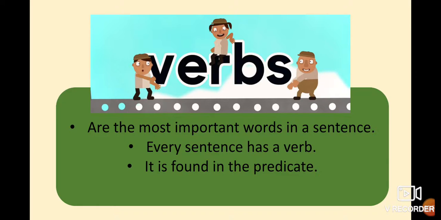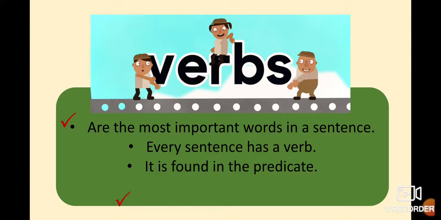And also, it is found in the predicate. Remember, a sentence has two parts. First one is the subject, and then you have the predicate. And in this case, we can find the verb in the predicate. So this one is important. Verbs are the most important words in a sentence. Every sentence has a verb and it is found in the predicate part of a sentence.